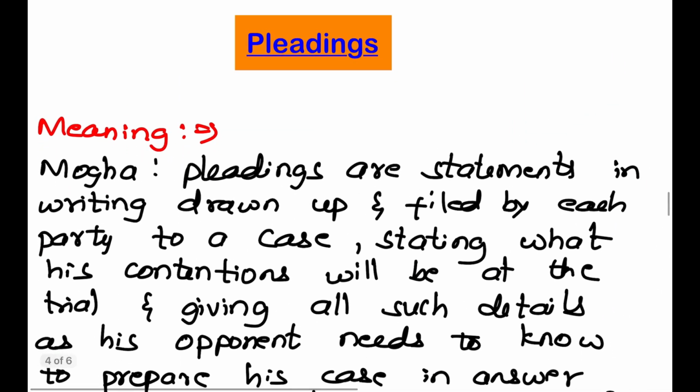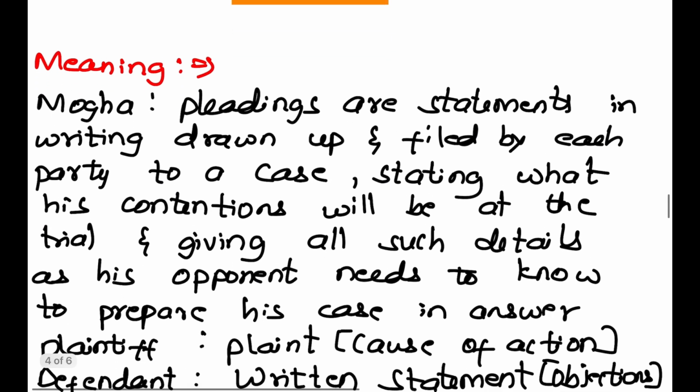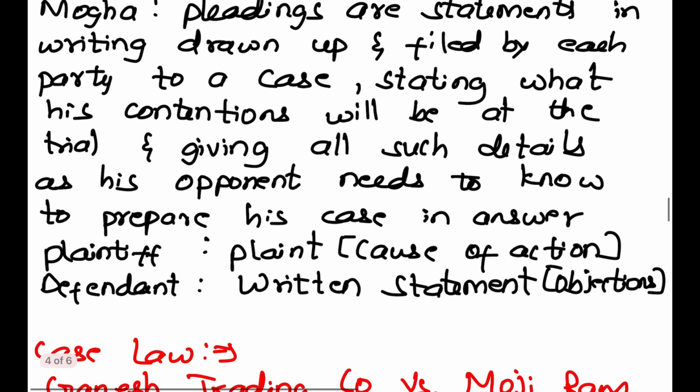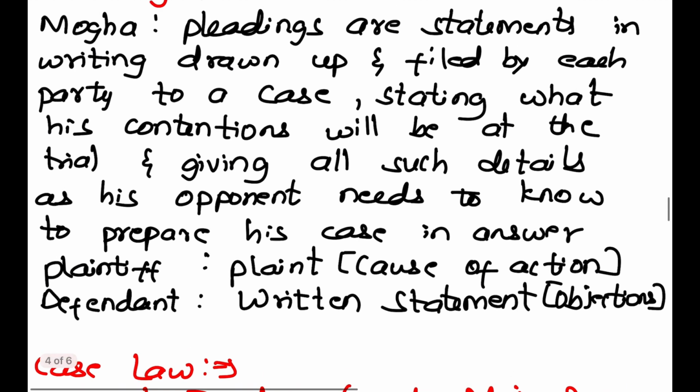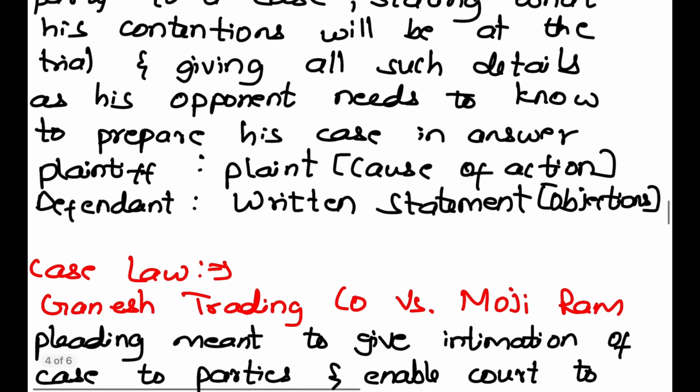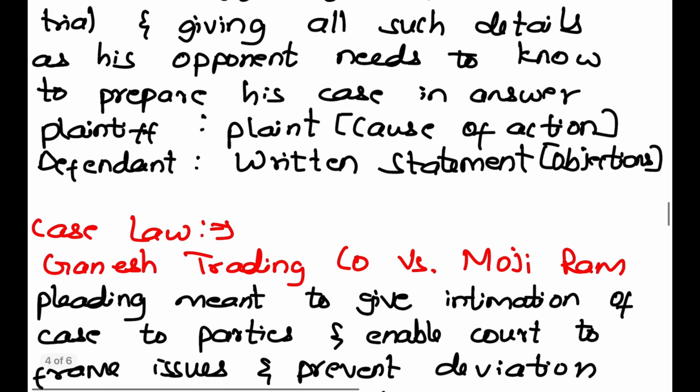The next important concept is pleadings. Meaning by Mogha: pleadings are statements in writing drawn up and filed by each party to a case, stating what his contentions will be at the trial and giving all such details as his opponent needs to know to prepare his case in answer. So pleadings are nothing but the claims of the plaintiff and defendant. The plaintiff's claim is a plaint, which contains the cause of action. And the defendant's claim is a written statement with objections.